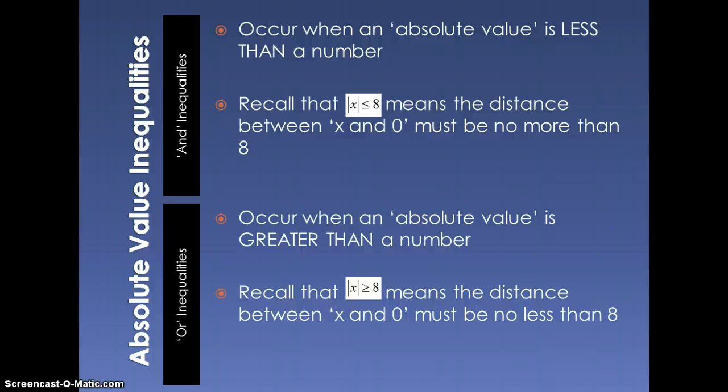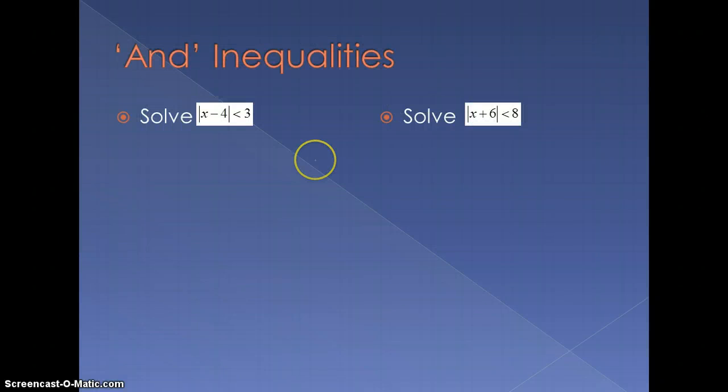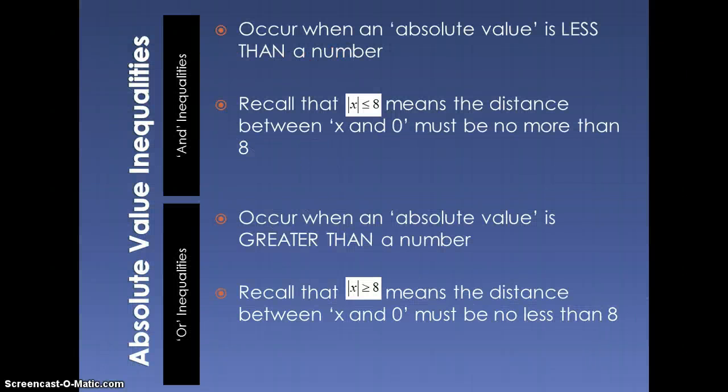So that would mean that we'd have negative 8 is less than or equal to x is less than or equal to 8, because the distance x is away from 0 can be no more than 8.